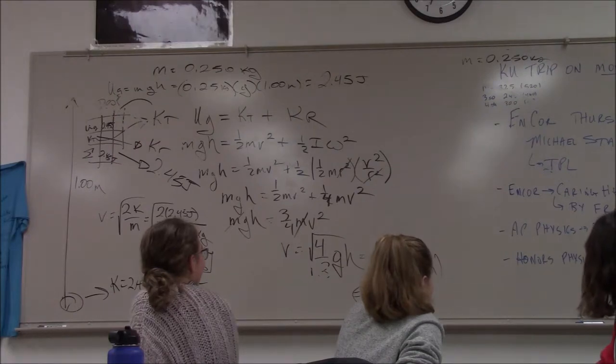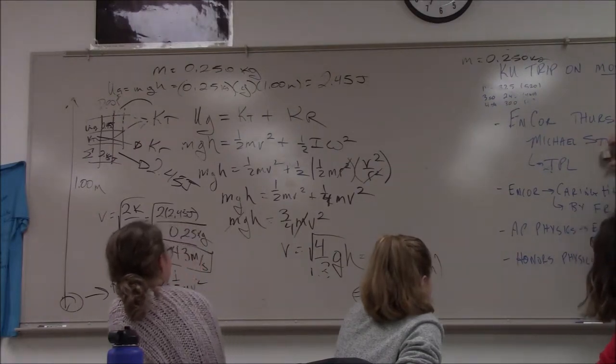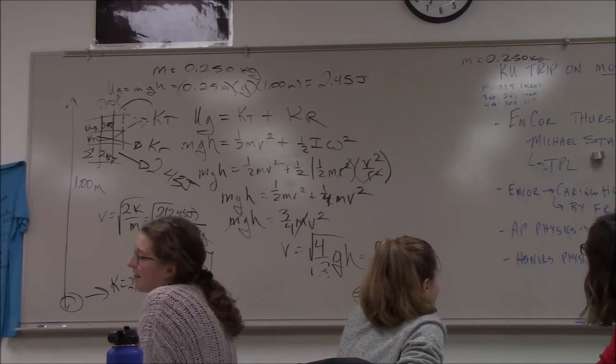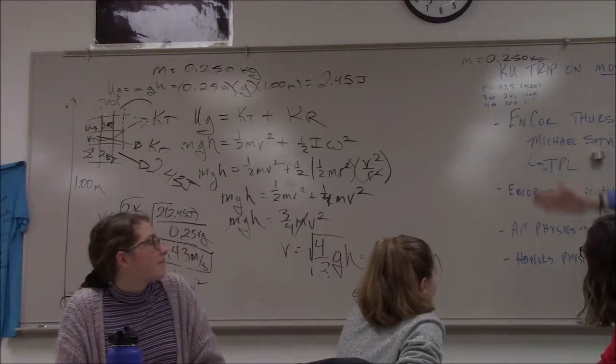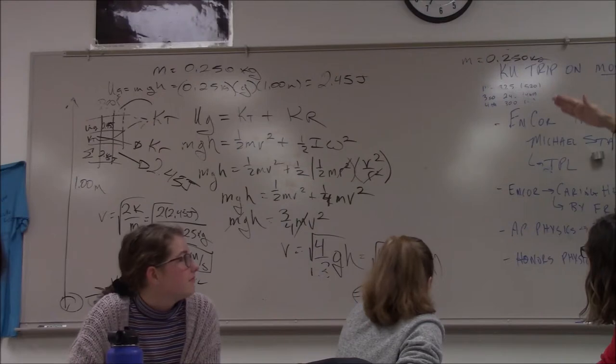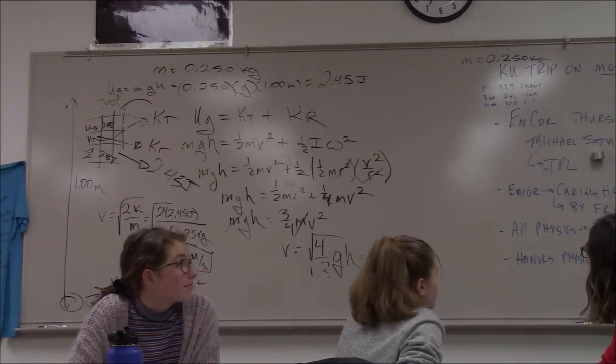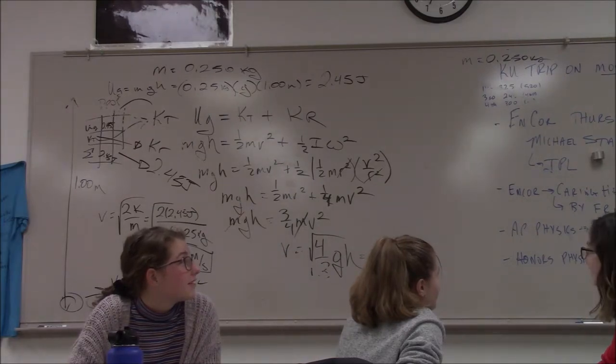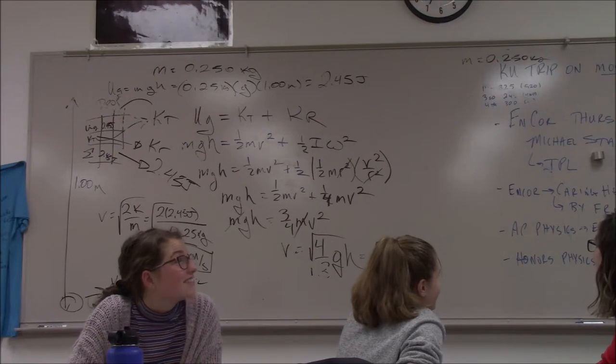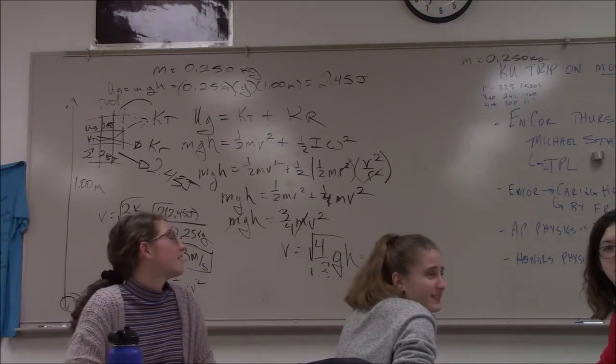In which situation are you going to end up with a higher velocity? When it rolls at a steeper angle, when it rolls at a more gradual angle, or is it just going to be the same? It rolls at a steeper angle. Steeper. Steeper. Because it was a higher velocity when we just went straight down.